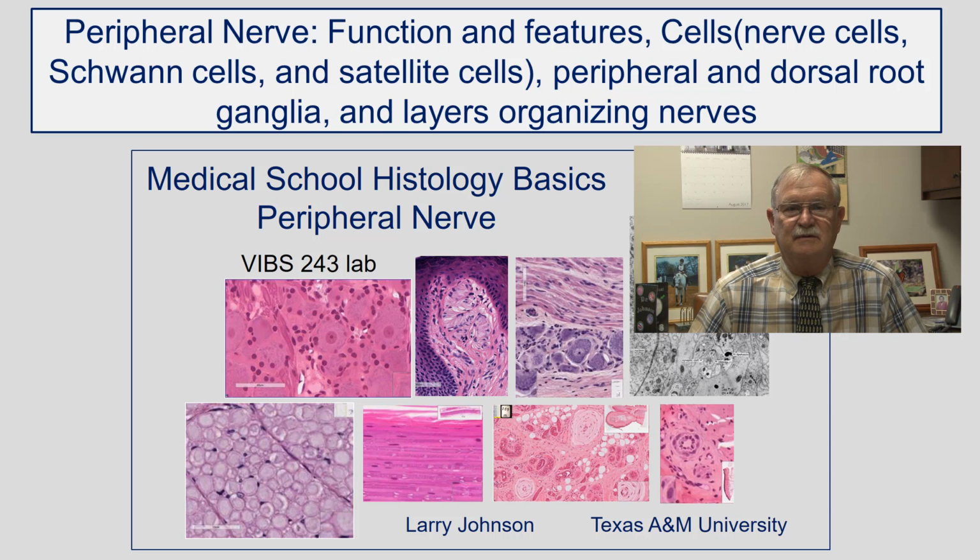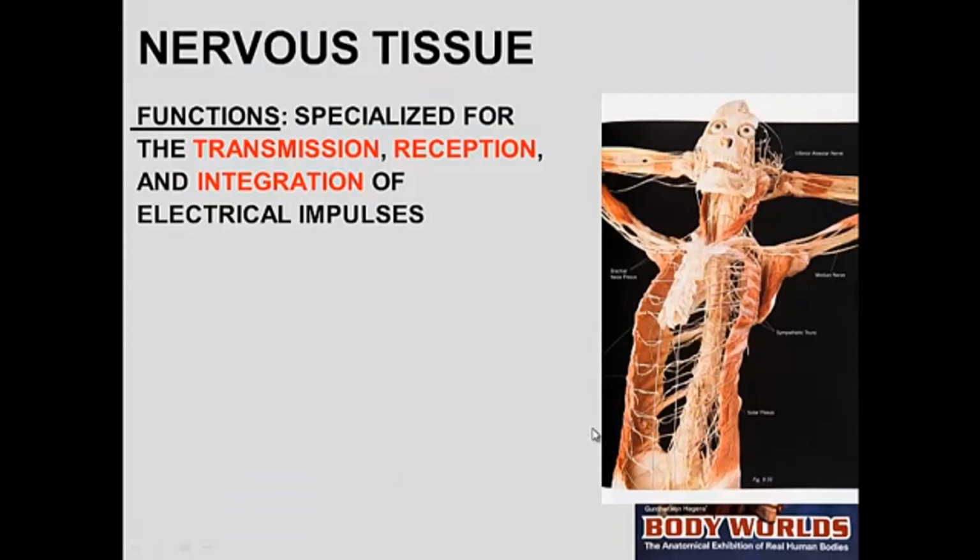Robert Johnson. I am a professor here at Texas A&M University, and today we're going to talk about the peripheral nerve. We're going to talk about the function and features, the cells, nerve cells, Schwann cells, satellite cells. We'll talk about the peripheral and dorsal root ganglia, and we'll also talk about the layers of organization of nerves.